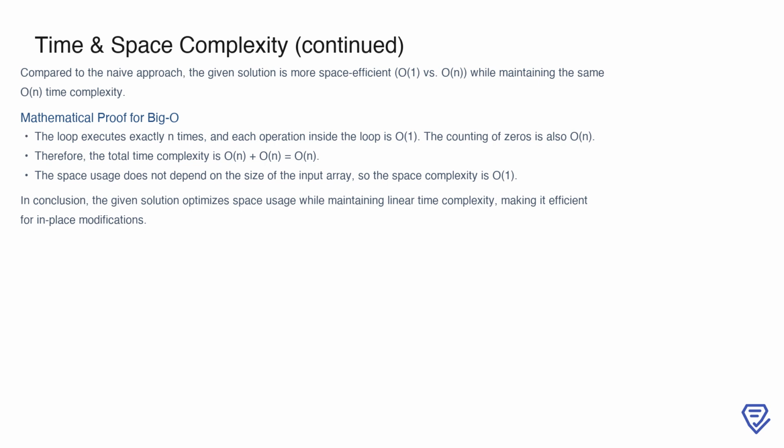To confirm the time complexity mathematically, we observe that the loop executes exactly n times, and each operation inside the loop is constant time, or O(1). The counting of zeros is also O(n). Combining these, the total time complexity is O(n) plus O(n) equals O(n). Since the algorithm does not use memory proportional to the size of the input, the space complexity is O(1). In conclusion, this solution strikes an efficient balance by minimizing space usage while maintaining linear time complexity, making it an optimal choice for in-place array modifications.